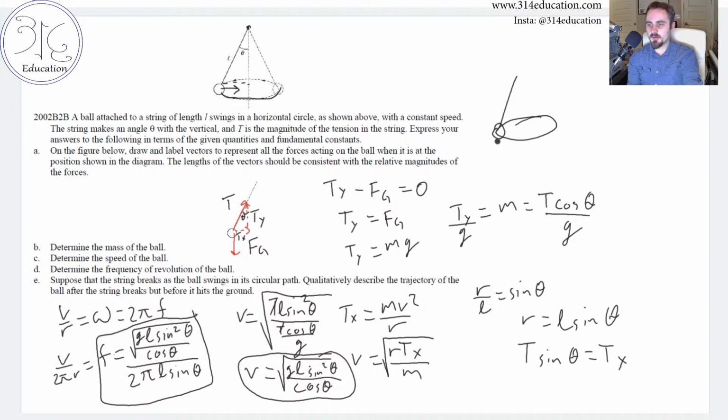If the string breaks, the ball is going to kind of move downwards, but it's going to keep going in its last tangential velocity direction. There's nothing that's going to curve it. That's not going to happen. So we expect this to then move in a straight line out tangentially, which I suppose I should write, shouldn't I? So we expect this to be a straight line out tangentially.